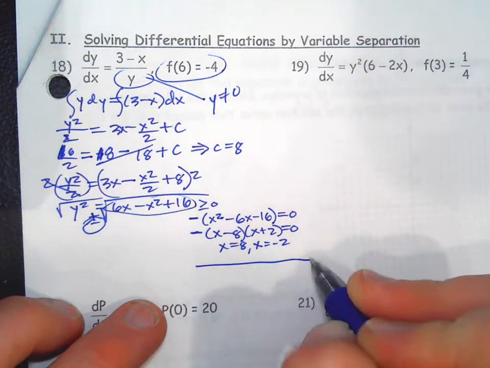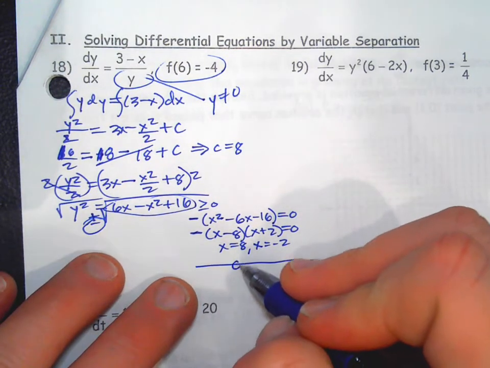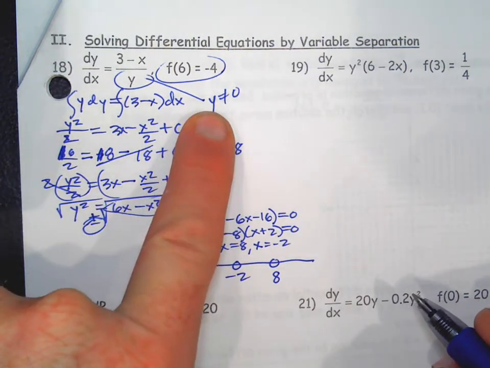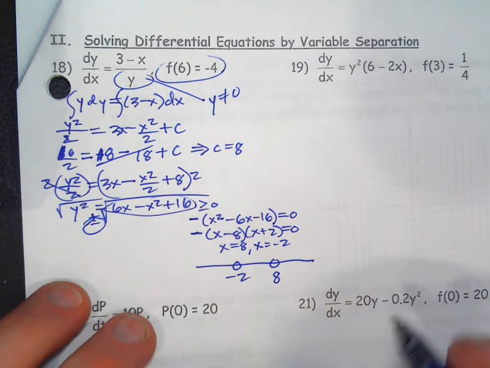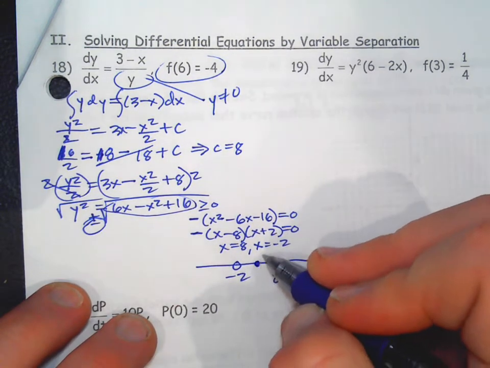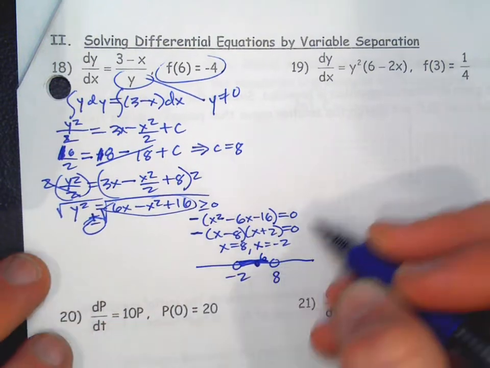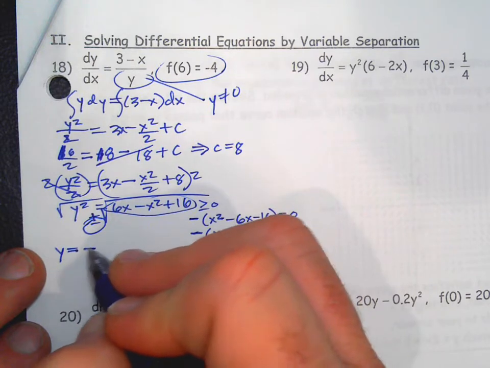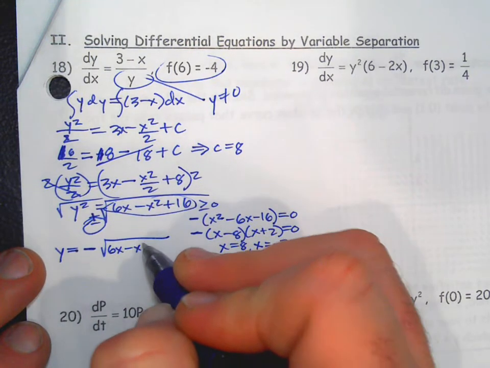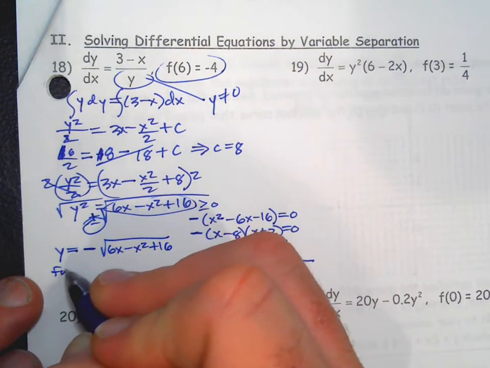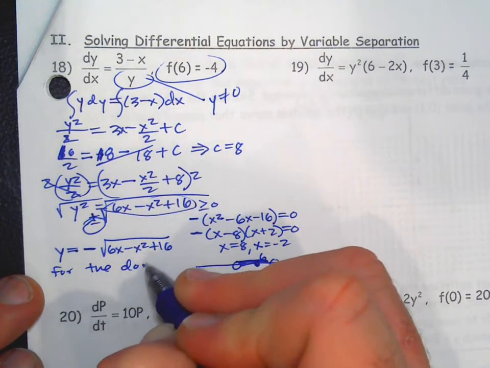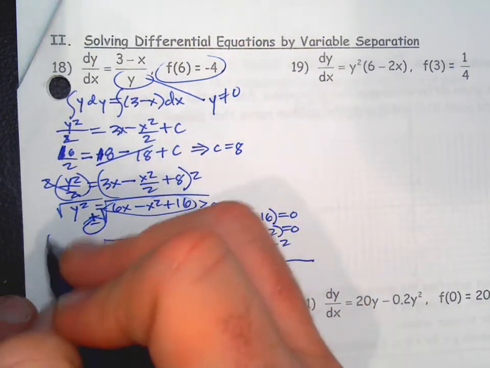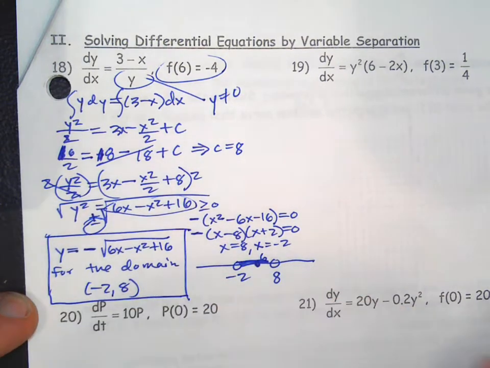Now, I put them on a line, not to do like a line check so much, but just to organize it. They're always going to be open dots for these. Even though this says that it can be equal 0, this up here says it can't be, and it's always a single open interval. Now, which one contains the initial condition? X equals 6 is right here. That's your domain. So our final answer is y equals the negative square root of 6x minus x squared plus 16 for the domain negative 2 to 8. You have to give the domain with your answer to the solution of a differential equation.